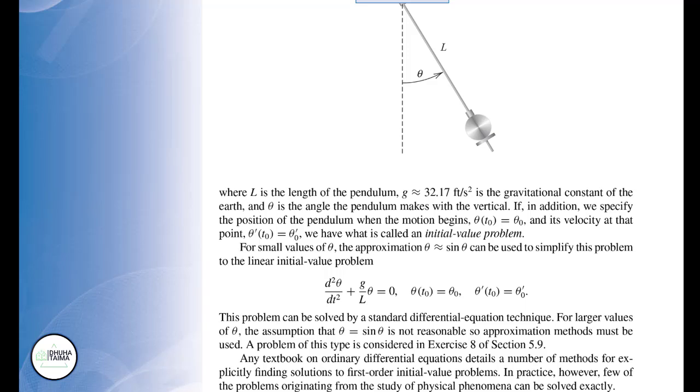For larger values of theta, the assumption that theta is approximately sine theta is not reasonable, so approximation methods must be used. A problem of this type is considered in Exercise 8 of Section 5.9. Any textbook on ordinary differential equations details a number of methods for explicitly finding solutions to first-order initial value problems. In practice, however, few of the problems originating from the study of physical phenomena can be solved exactly.